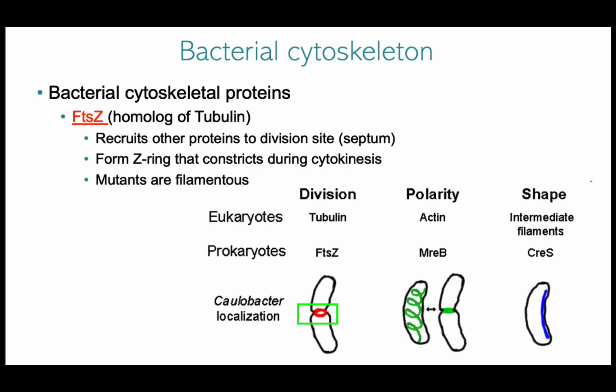And so to get into a little bit more detail, the bacterial protein here, FtsZ, recruits other proteins to the division site, and it forms this ring that causes the cells to split during cell division, and it's a homolog of tubulin. In cells that lack this protein, they can't divide, and so you end up with these really long filaments of multiple cells. So this protein is critically important for them to be able to divide appropriately.